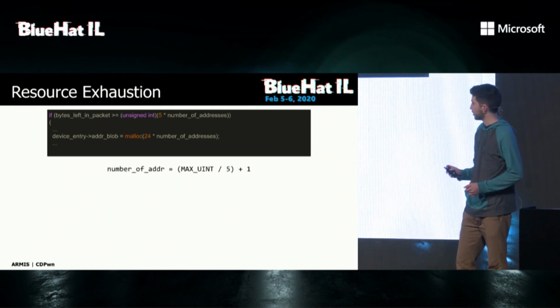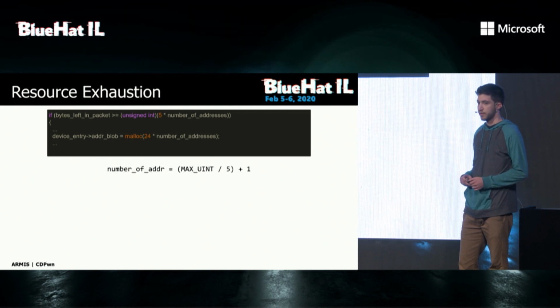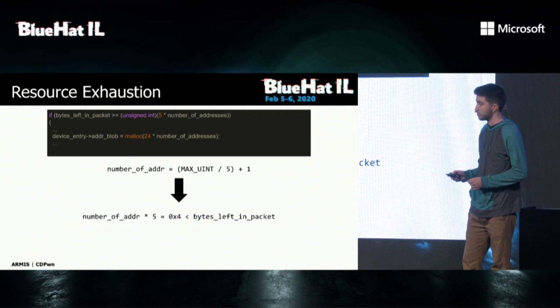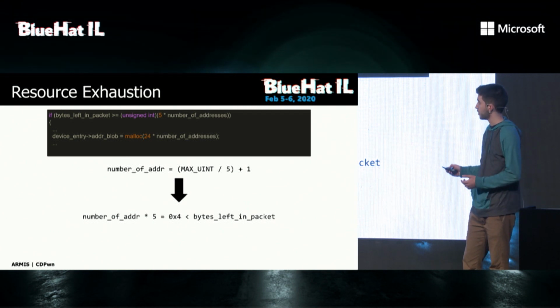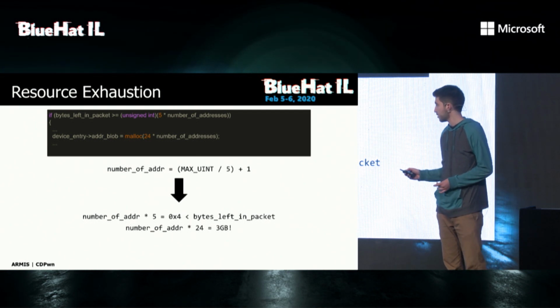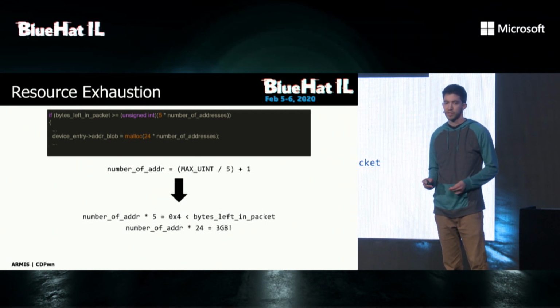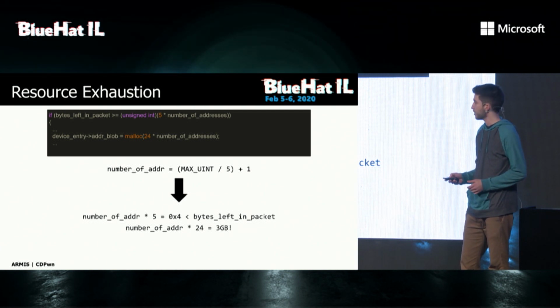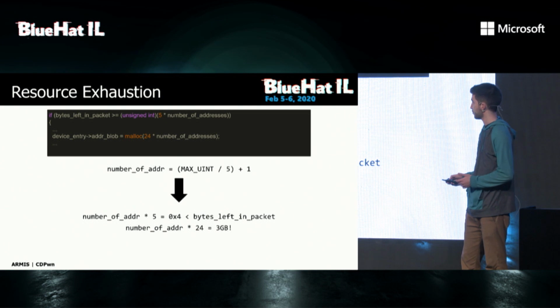Then we're gonna try to take a uint divided by 5 and round it up. So the multiplication is gonna give us a small number, which is reasonable to pass the length check, but the allocation size is gonna be too big. So the malloc is gonna fail and the resources will not be allocated. And there won't be any denial of service.